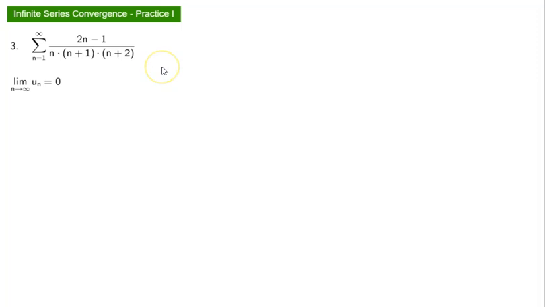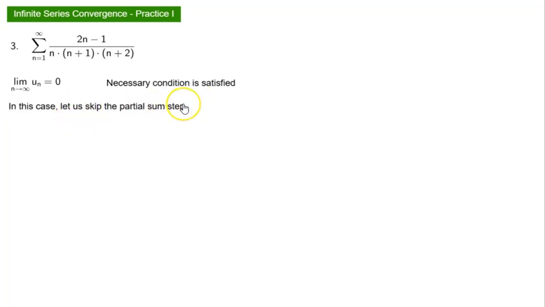Now when we take the limit as n goes to infinity, what do we get? A very quick way of figuring this out is to look at the degree of the numerator and the denominator. We have n and here we have n cube. So n and one of the n's in the n cube cancel out. We are left with 1 by n square. If we take the limit to infinity, then 1 by n square is equal to 0. That means the limit of U sub n is equal to 0, which satisfies the necessary condition.